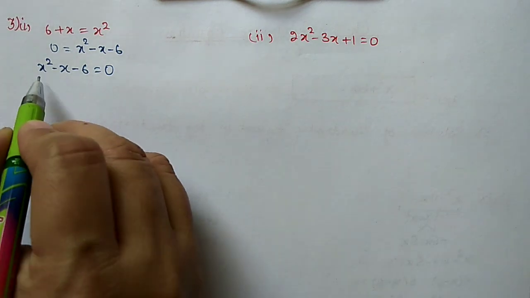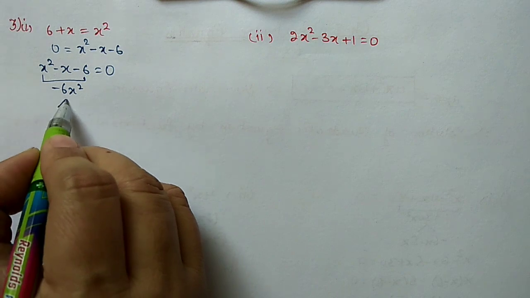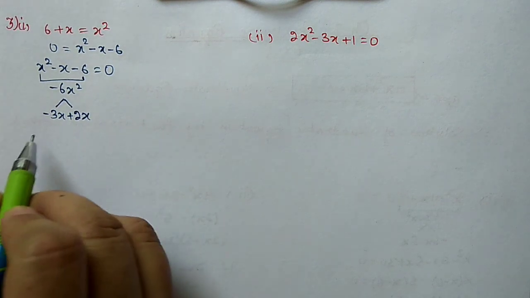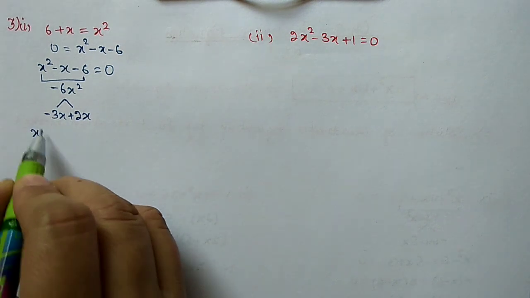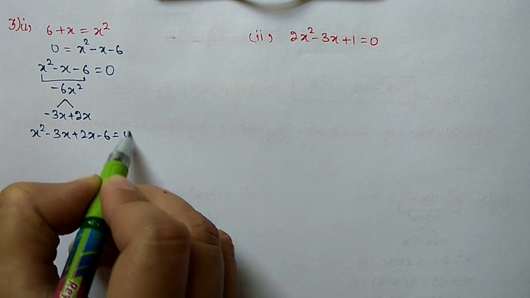Now we will do the factorization. Multiply first and last. Minus 6x square. Factors will be minus 3 plus 2. Now replace with middle term. x square minus 3x plus 2x minus 6 equal to 0.